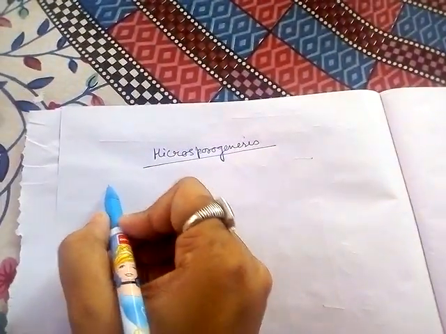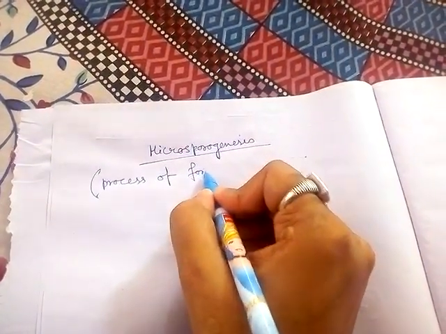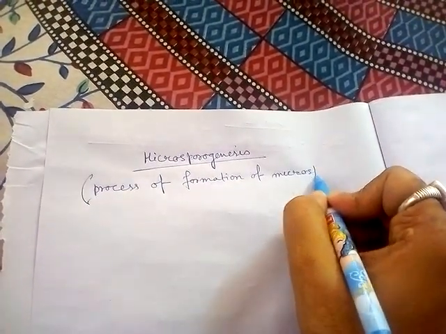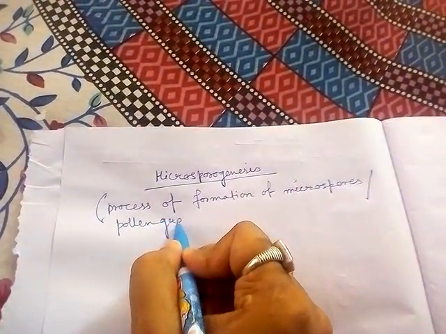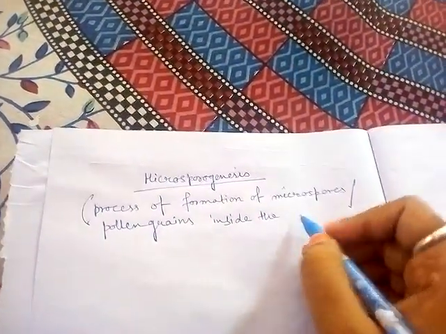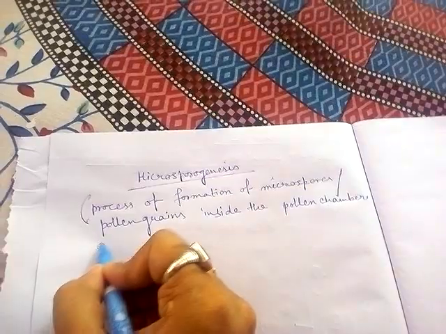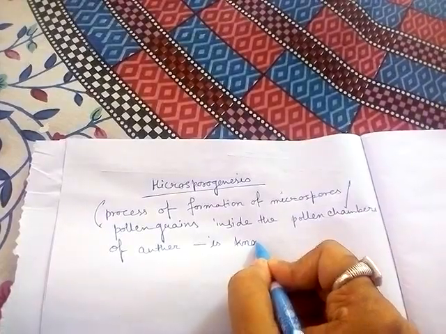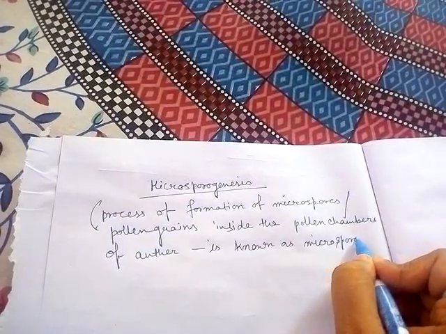The process of formation of microspores or pollen grains inside the pollen chambers of anther is known as microsporogenesis.